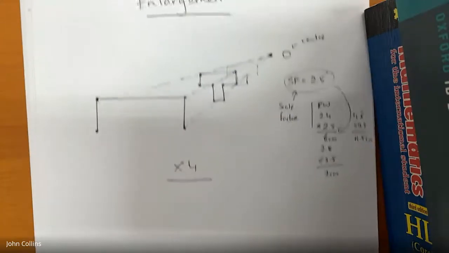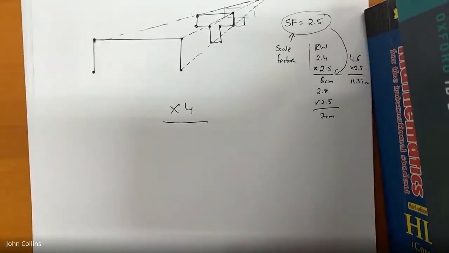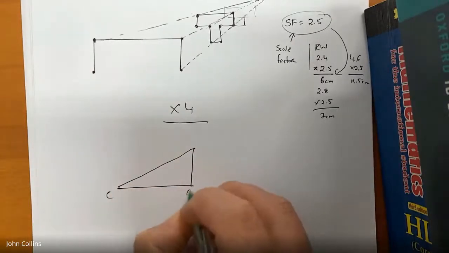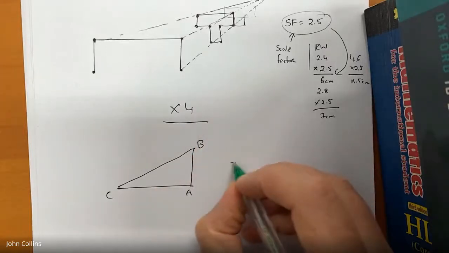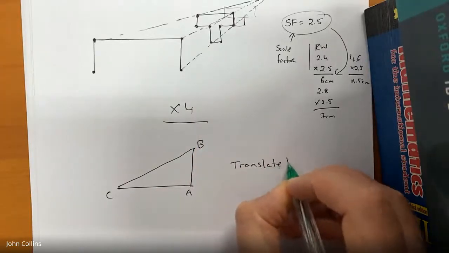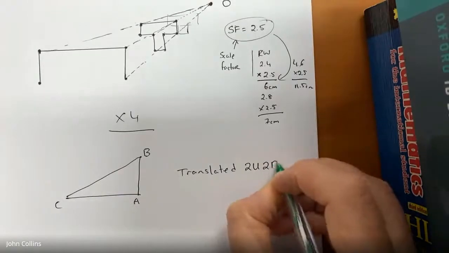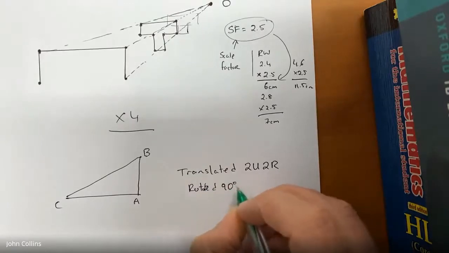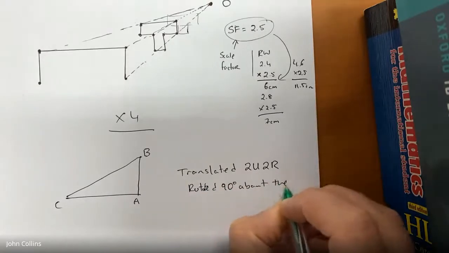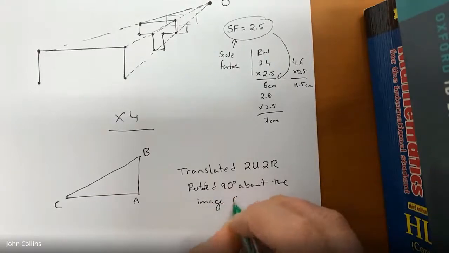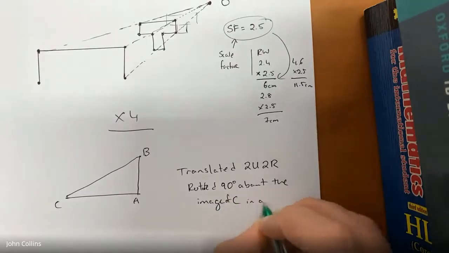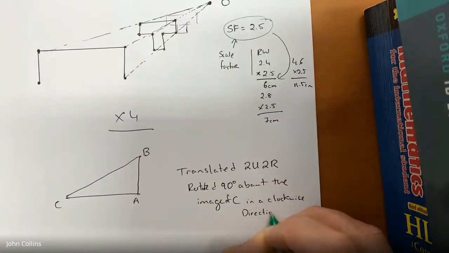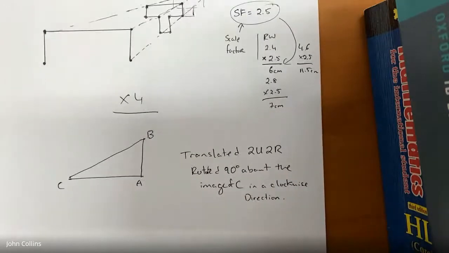Now, there's an interesting question for the end of yellow and blue, which asks you to have a triangle like this, C, A, B, like so, and then it says translate it to U, or rotate it, oh, spelled it wrong, 90 degrees about the image of C. So maybe you're looking at this in a clockwise direction. So this is the question. All right.